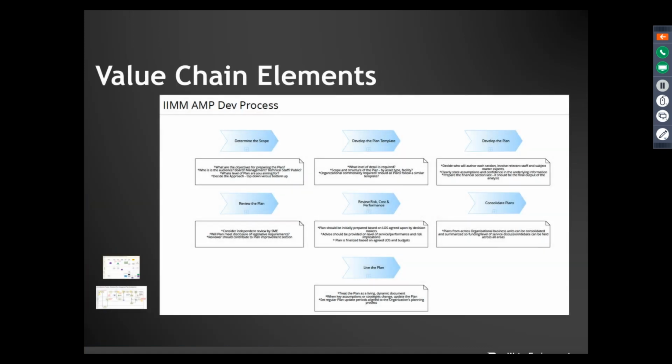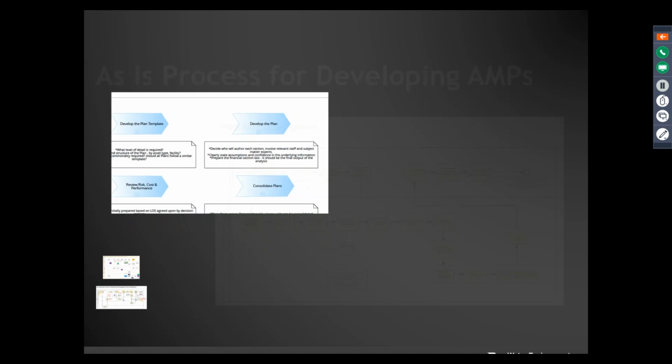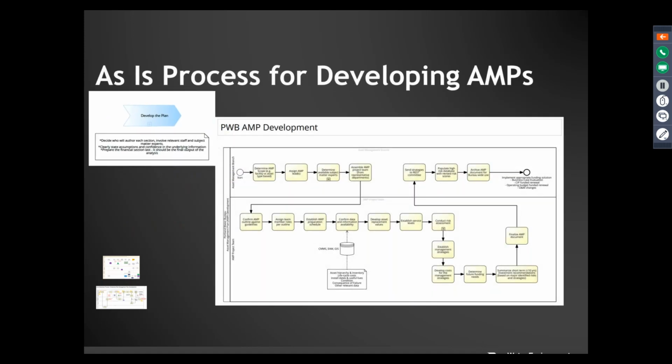Those business processes then go into a value chain made up of all the main activity areas of a process. And then those value chain elements are then developed into the process maps. And here you can see the very first iteration of the original Portland process for doing AMP development. It was first brought into the business process model and notation standard.